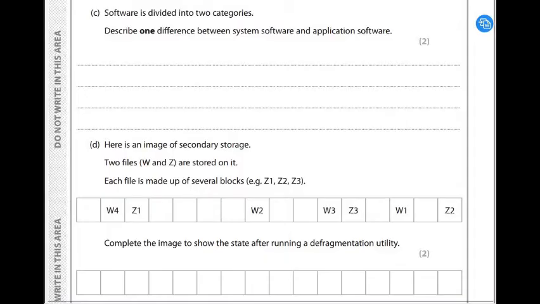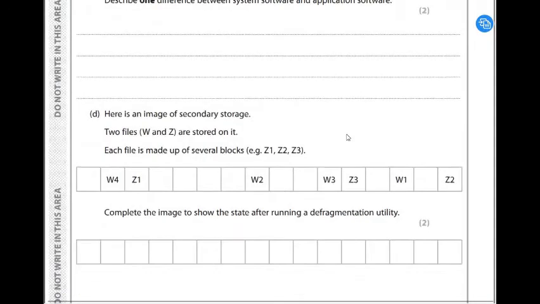So you could have something like: system software is used to run the operation of the system, whereas application software allows the user to carry out a task. They will allow clear examples like application software such as spreadsheets, presentations, and system software such as operating systems. Okay? And then we will now get to the next part.